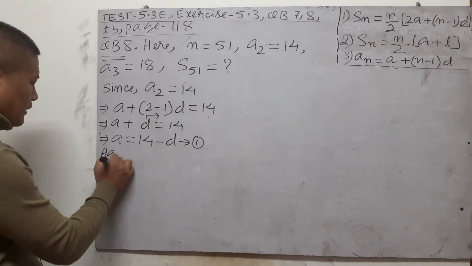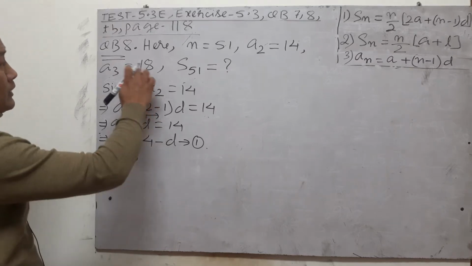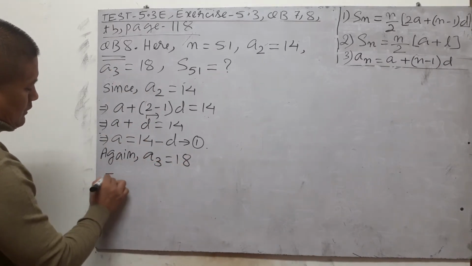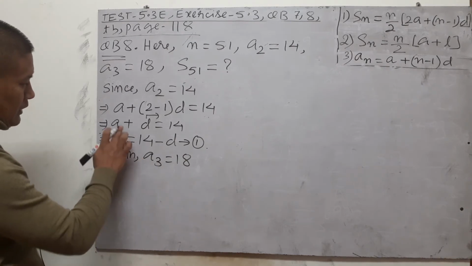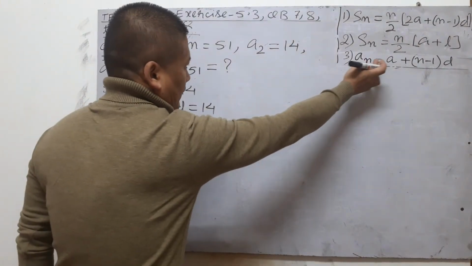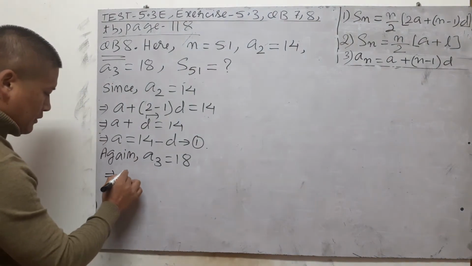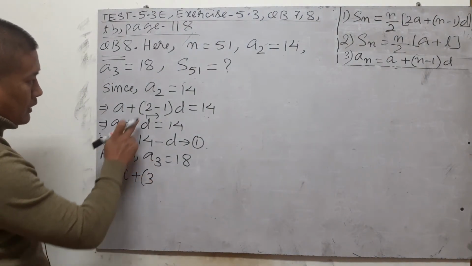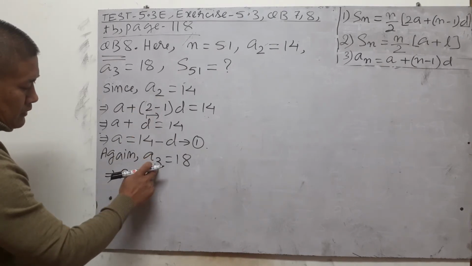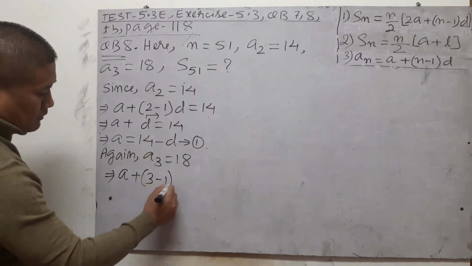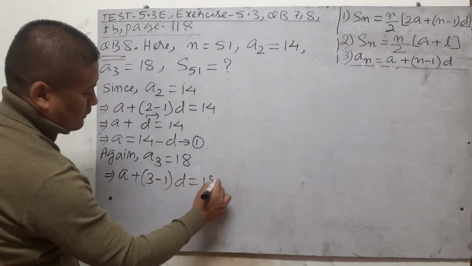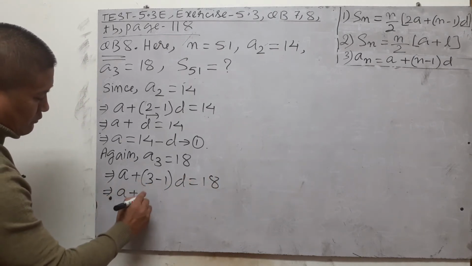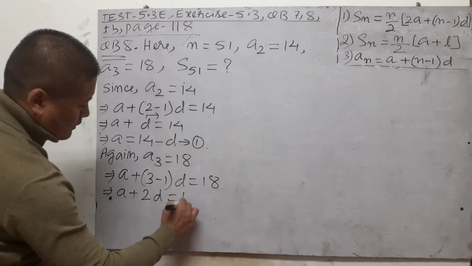Again, similarly doing for the next one, A3 is also given, so A3 equals 18. Applying the formula A plus N minus 1 into D, our N now is 3. Here in A2, N is 2; here in A3, N is 3. So A plus 3 minus 1 into D equals 18, and 3 minus 1 is 2, so A plus 2D equals 18.